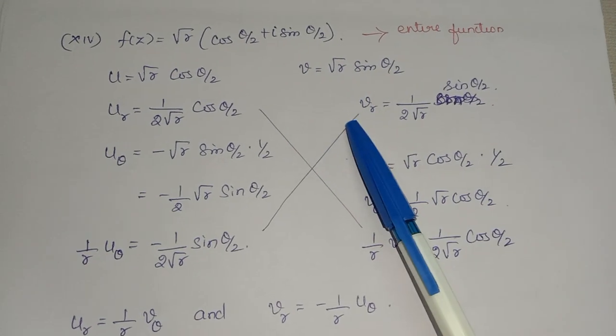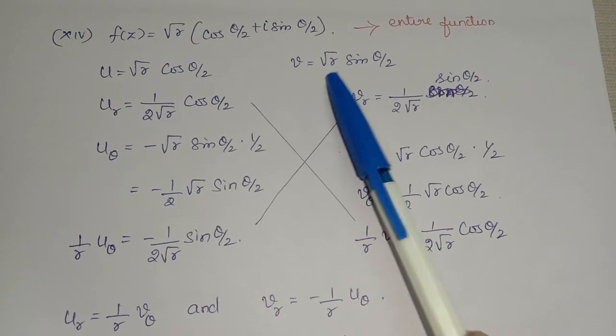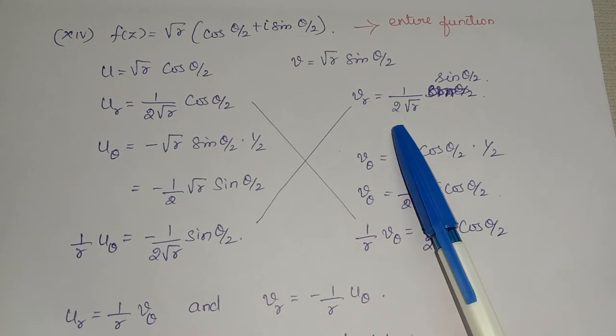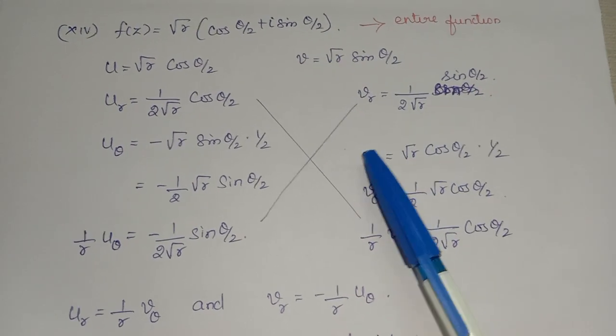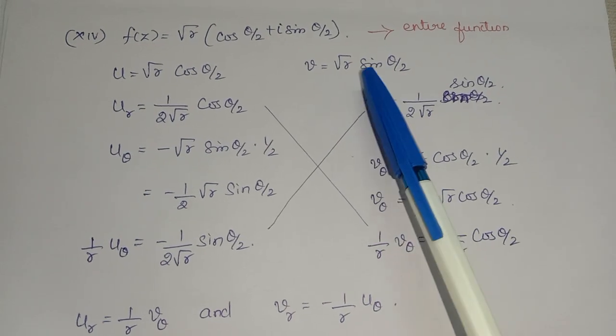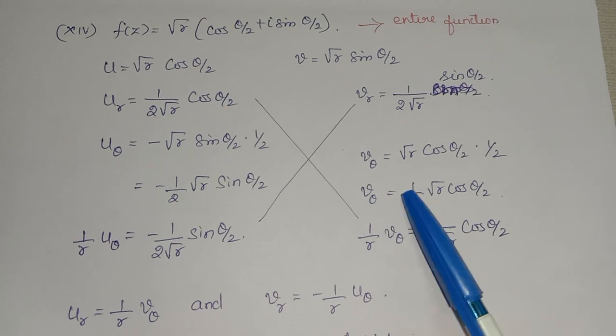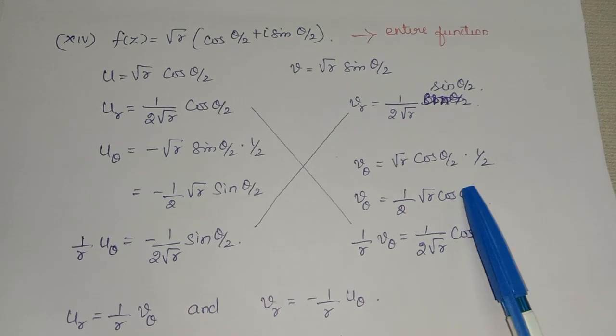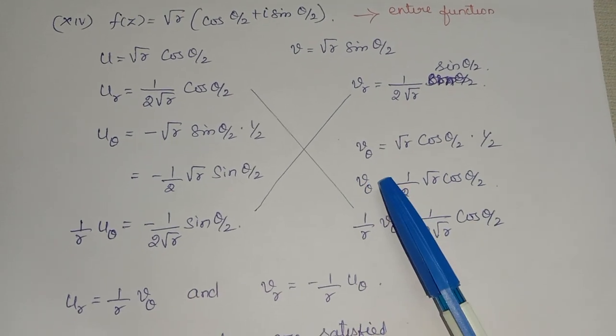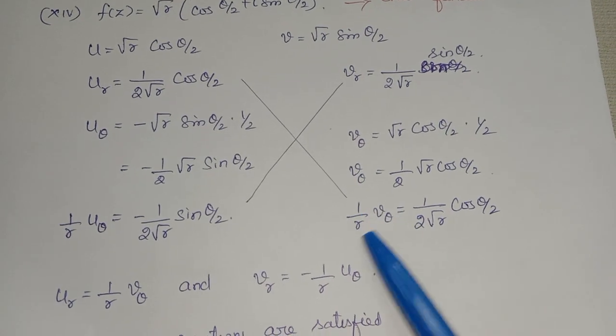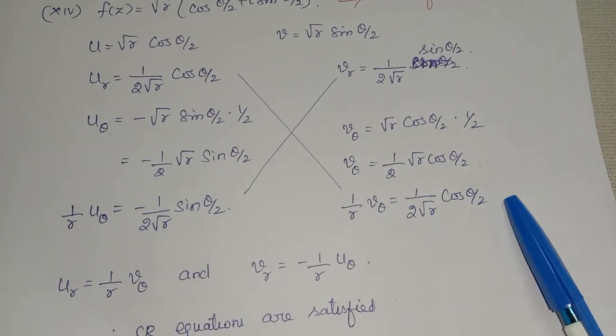Next here, differentiate v with respect to r. So root r will become 1 by 2 root r. Sin theta by 2 is constant. Next v theta, root r into differentiation of sin is cos theta by 2 into 1 by 2. So v theta is 1 by 2 root r into cos theta by 2. Okay, for verification you have to divide this by r. So 1 by r v theta equal to 1 by 2 root r cos theta by 2.